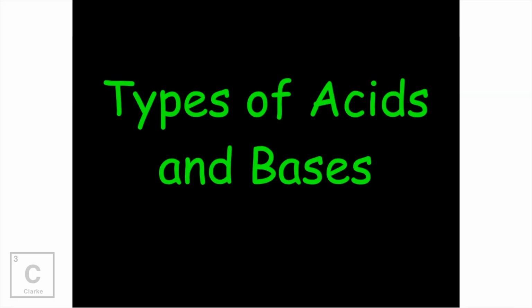This is the second lesson of a series of lessons about acids and bases. In this lesson, we're going to talk about the different types of acids and bases. We're going to go over a few different definitions over the types of acids and bases. Now, I've already given you all the basics about the properties of acids and bases.